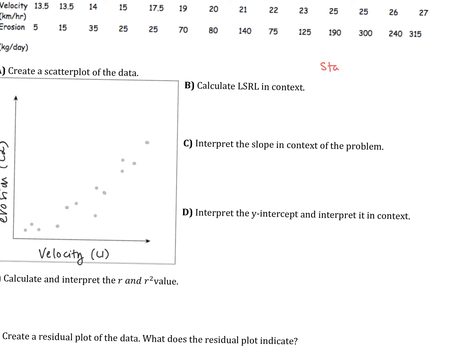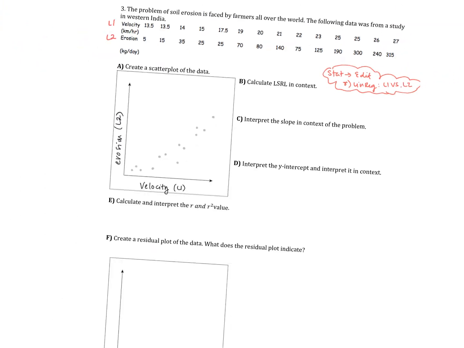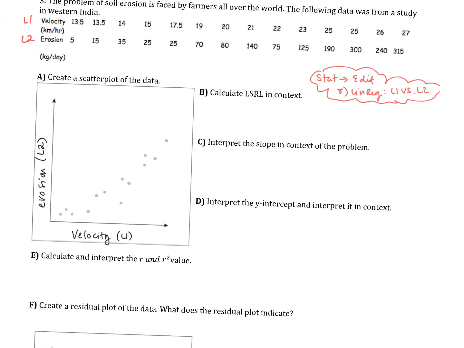Stat, Edit, and you're going to choose option 8, which is linear regression. And you're going to make sure that you choose list 1 versus list 2. No frequency list. If you want to store the regression equation to see what it looks like, you can. You don't have to, but that's up to you. Okay, so that's what we're going to do right there.